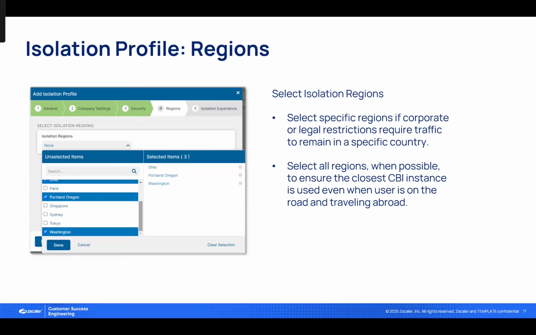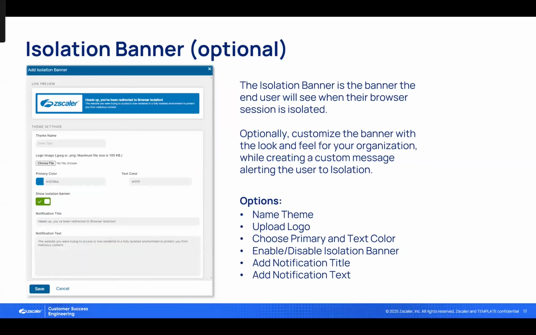But if corporate or legal restrictions require traffic to remain in a specific country, you can select only specific browser isolation data centers. The final step in configuring an isolation profile is to configure the user experience part, that is, what the user is going to see when their session is isolated. One of the things that you can configure is the isolation banner. This is a banner that appears at the top of their browser session when it is isolated.